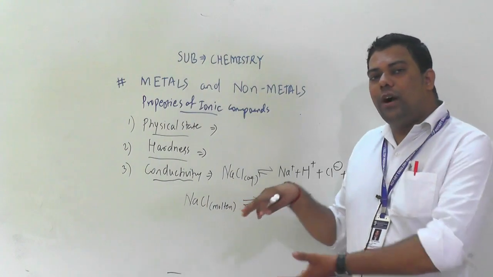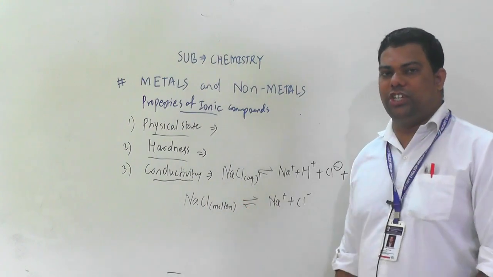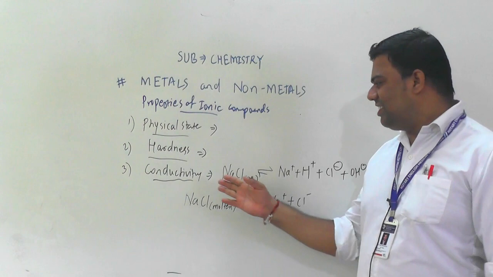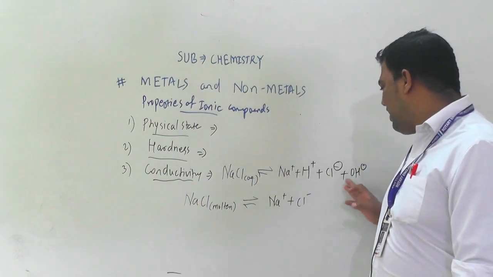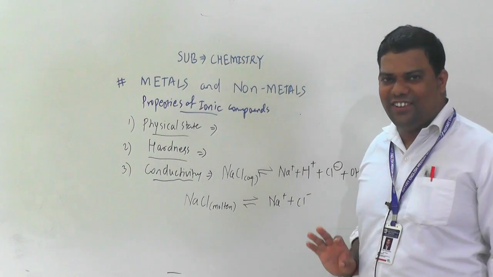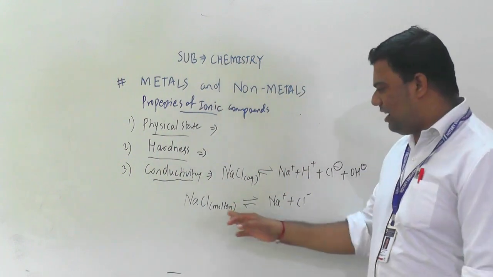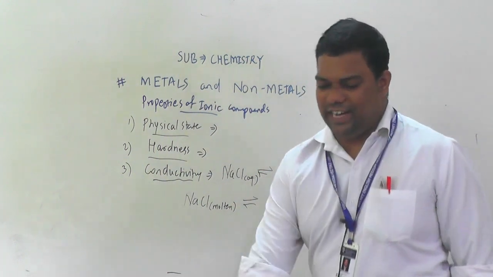That's why we compare with this dissociation. So we discuss dissociation here. What will happen in water? Na plus and Cl minus are dissolving in water, so that's why they conduct electricity. But here, in the molten state, it will not conduct electricity.